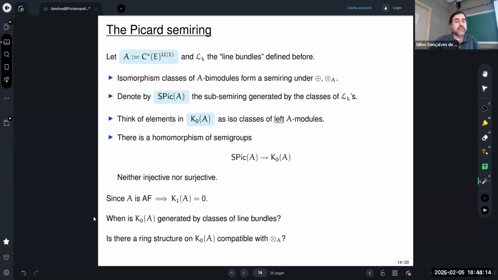Obviously, these line bundles have this bimodule structure, so you do have a semi-ring, but nobody tells you that it's compatible with the equivalence relation in the big one. Here the map is well defined, and you have a morphism of semigroups. There are several special things happening here. For example, AF algebras are cancellative, which is not always true. So two modules have the same K-theory class if and only if they are isomorphic.